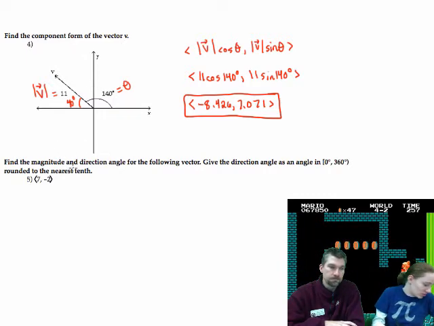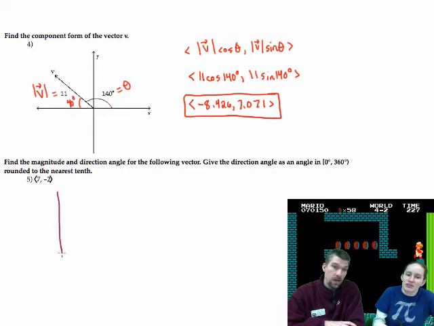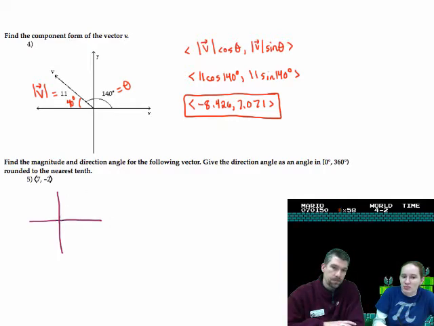Okay, so we want to find the magnitude and direction for the following vector. Give the direction angle as an angle in the interval from 0 degrees to 360 degrees, rounded to the nearest tenth. Now, what we tend to forget, okay, we can do magnitude though, that's easy. Okay, draw your picture. Yeah, draw a picture, because this is what it seems like some people forgot.